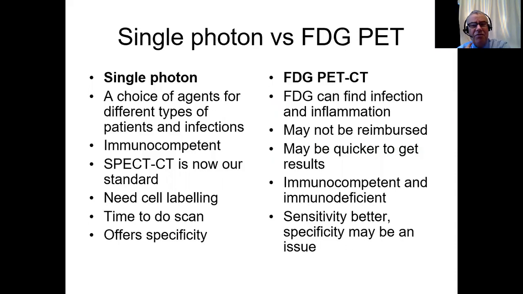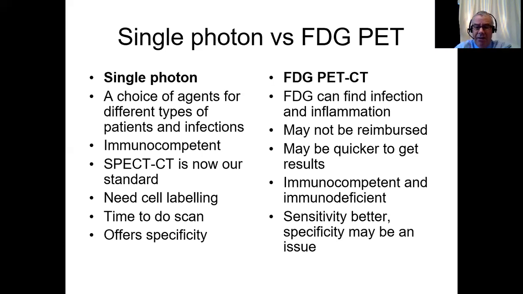So what about single photon versus PET? Well, with single photon, we said we have a choice of agent for different types of infection. And I think, to be honest, because most of them depend on white cell labeling, this is better for people who've got an immunocompetent immune system. For us, SPECT-CT is standard. You need to do cell labeling, which is quite difficult to do. In terms of scanning, you may need to do it over 2 different time points. But it is very highly specific for infection.